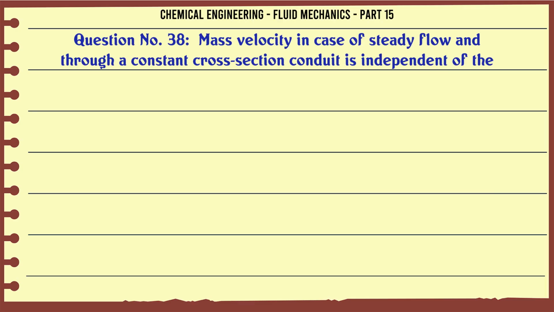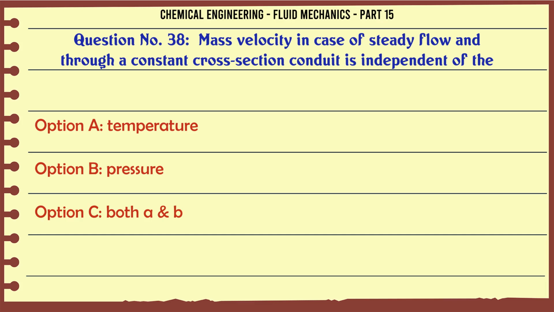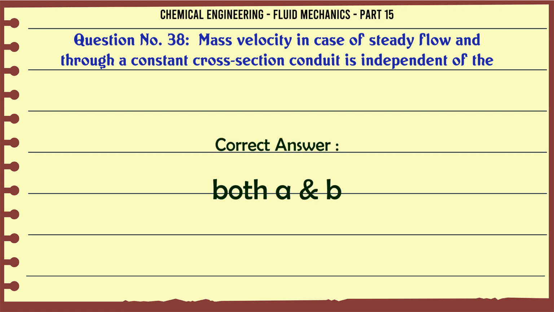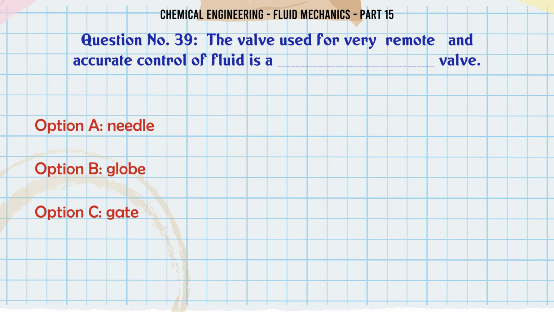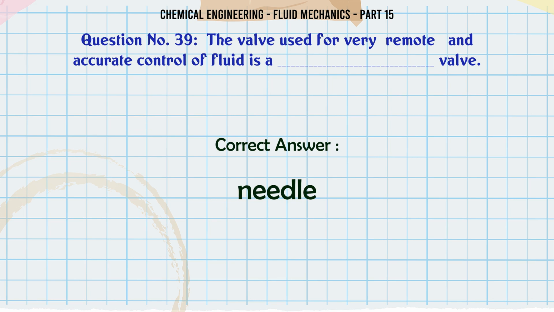Mass velocity in case of steady flow through a constant cross-section conduit is independent of the A. Temperature, B. Pressure, C. Both A, B, D. Neither A nor B. The correct answer is both A, B. The valve used for very remote and accurate control of fluid is a valve: A. Needle, B. Globe, C. Gate, D. Butterfly. The correct answer is needle.